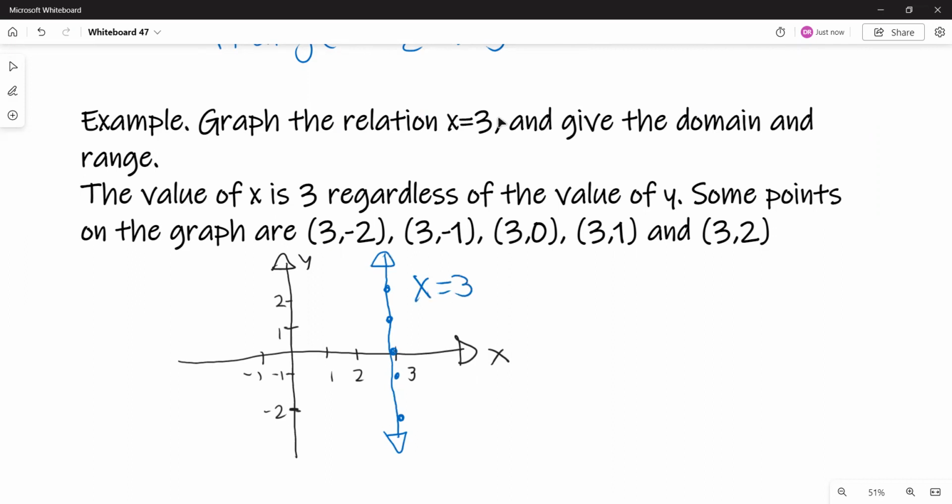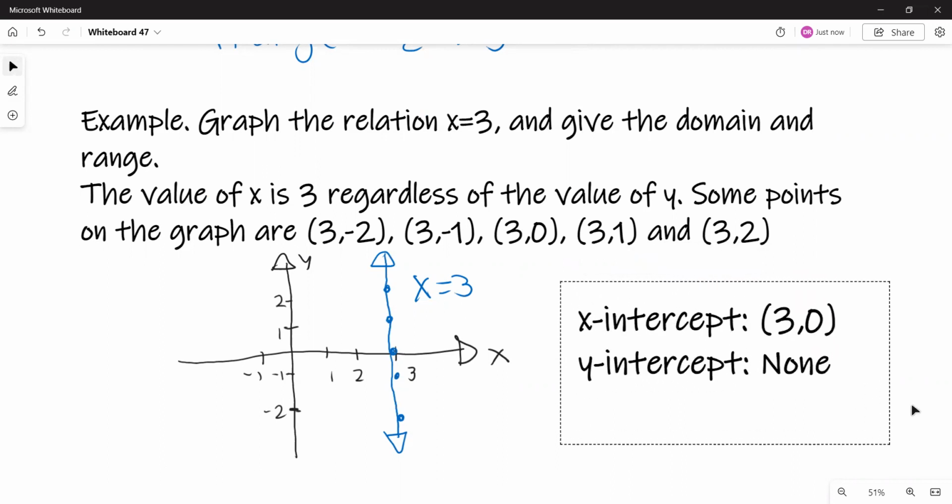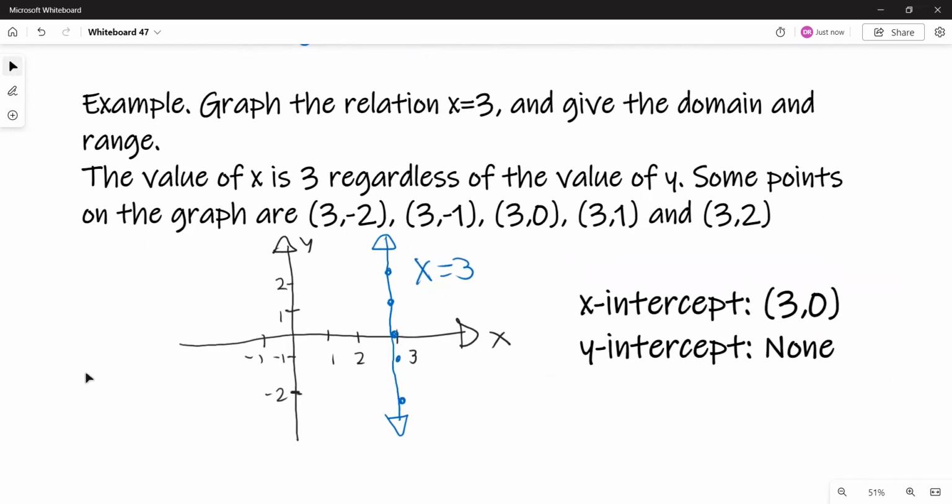The x-intercept is (3, 0), and there is no y-intercept. The graph is never going to cross the y-axis. So the x-intercept is (3, 0). There is no y-intercept. This graph never crosses the y-axis. The domain is going to be a single number, the set consisting of the single number 3.